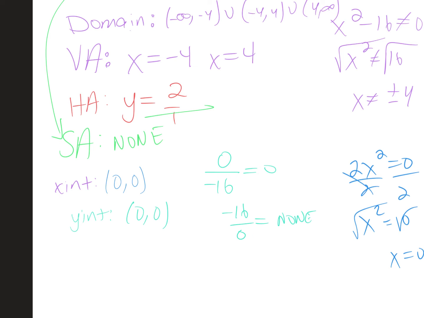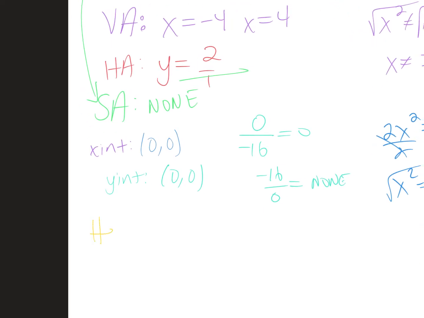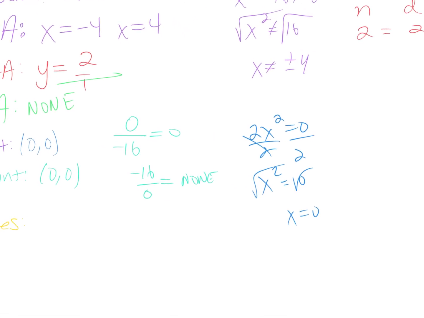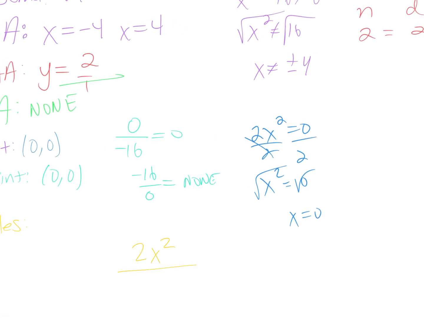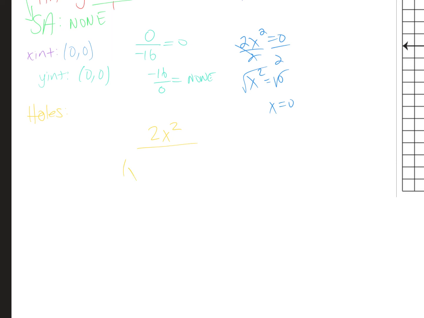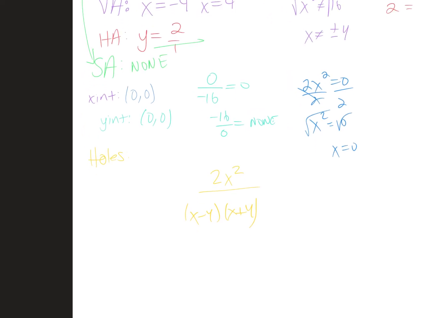And how do you find the holes, guys? You factor. Factor numerator and denominator, and see if anything cancels out. So 2x squared, can't factor anything. This becomes x minus 4, x plus 4. Do you have anything that is exactly the same? No. So your answer for holes is none. If there was x minus 1 on the top and on the bottom, you could say hole at x minus 1, or hole at x equals positive 1.